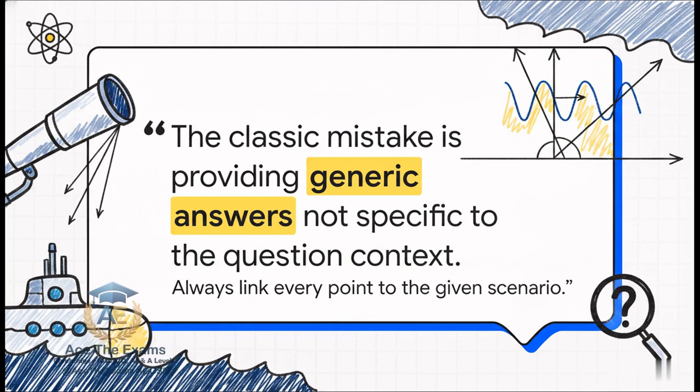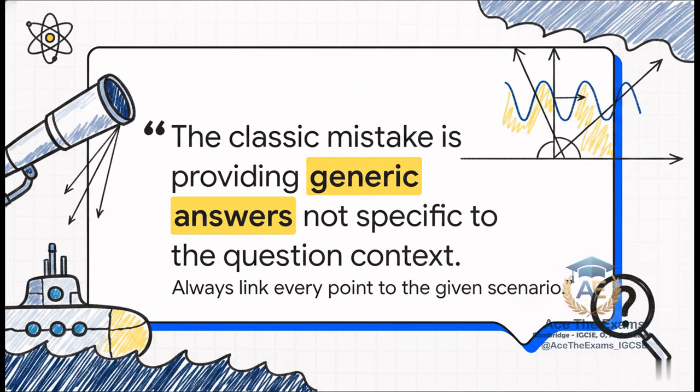Top-scoring candidates, the ones getting the A stars, demonstrate true evaluative thinking here. They don't just vomit physics facts onto the page. They take the core physics principles of plane mirrors and they bind them directly, tightly, to the specific setup of the question. Let's say the question is about a periscope in a submarine.